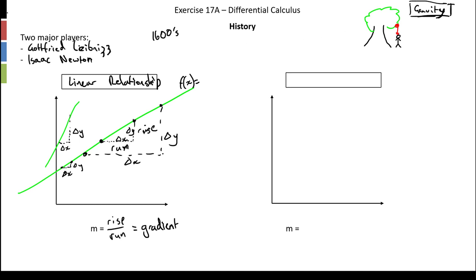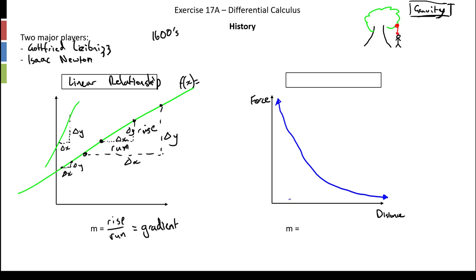Now the problem with gravity is that it's not a linear relationship. It acted something like this. If we consider the x-axis distance and the y-axis the force it exerts, gravity acts something like this. What does this mean? Well, one, it's not a straight line. It's not a nice straight line up and down, but we do know the greater the distance, the less force it exerted. And it wasn't a constant amount though.